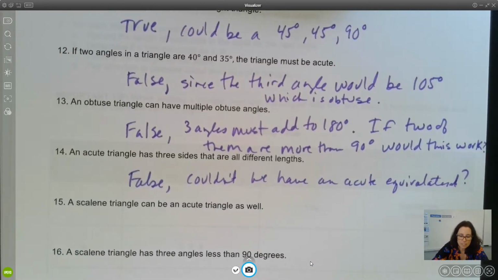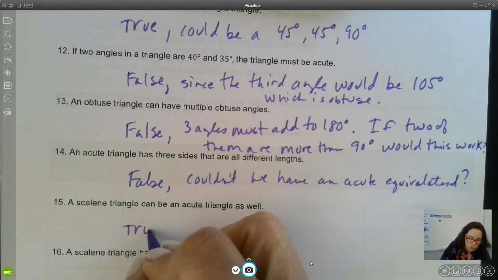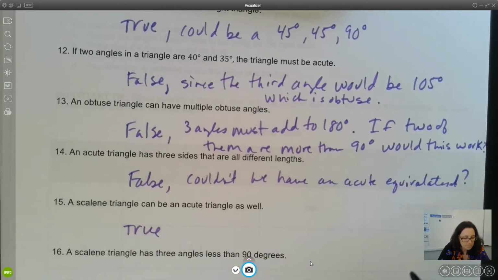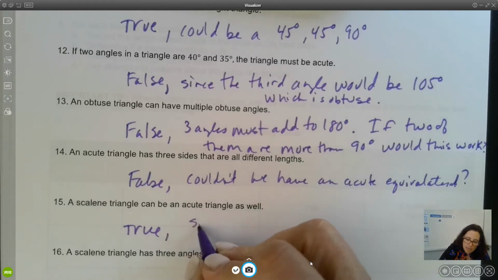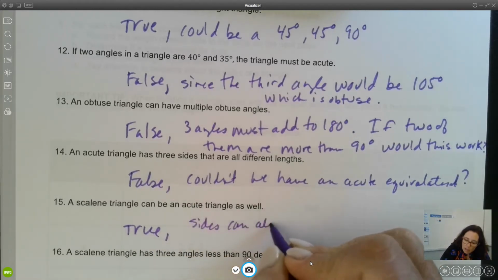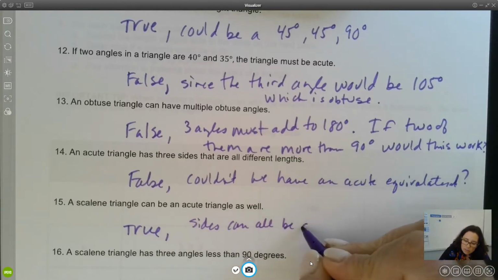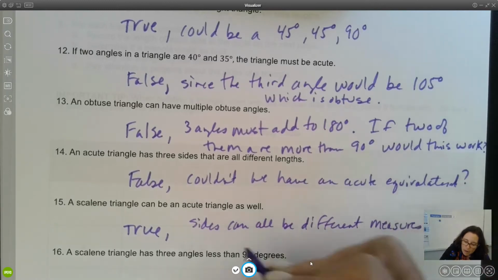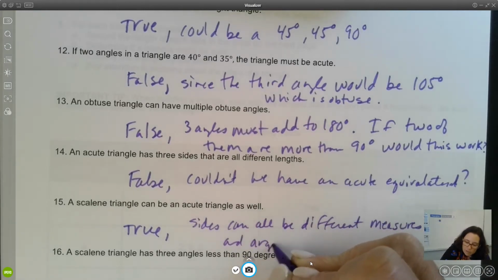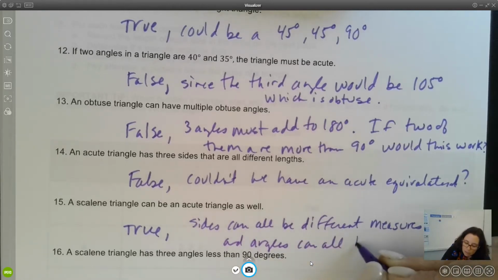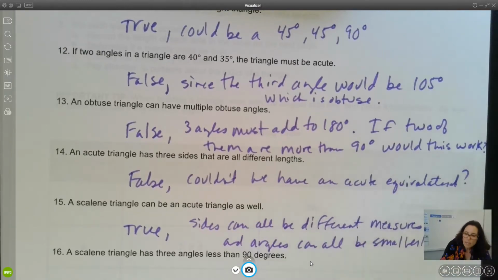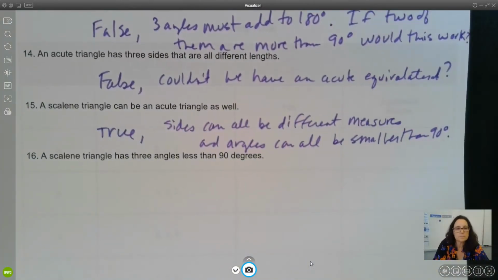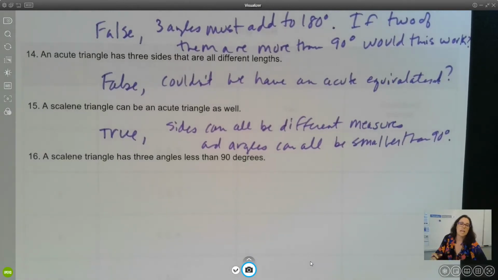Okay, and then 15, a scalene triangle can be an acute triangle as well. That's a true. Okay, sides can all be different measures, and angles can all be smaller than 90 degrees. Okay, that definitely works. Okay, keyword is can. It doesn't say has to be.